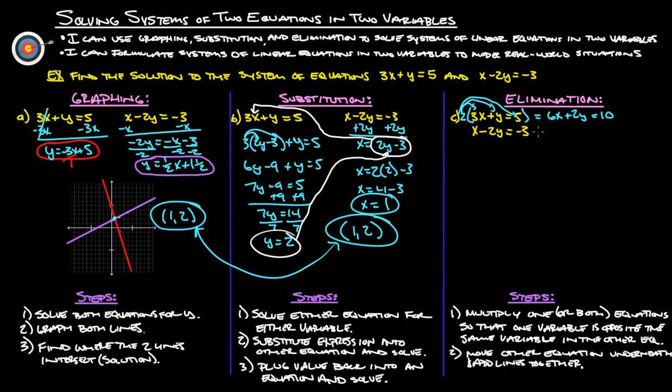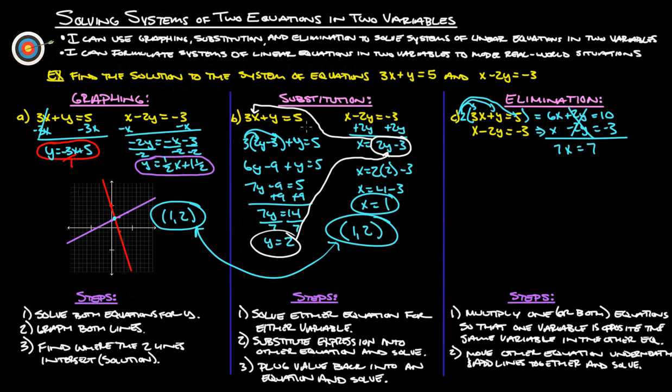Okay, so I'm going to move this over. We got x minus 2y equals negative 3. And as you can see, when we add these two lines together, the y's are going to turn into 0. So we have 6x plus x is 7x. 10 plus negative 3 is 7. And oops, I forgot to do the same thing here. Add the two lines together and solve.